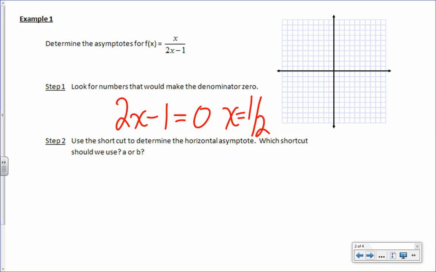Is there something that comes out of it? No, because once I put in 2 times 1/2, I get 1. 1 minus 1 is 0. 1/2 divided by 0 is undefined, right? No result comes out. So in other words, 1/2 is not in the domain.